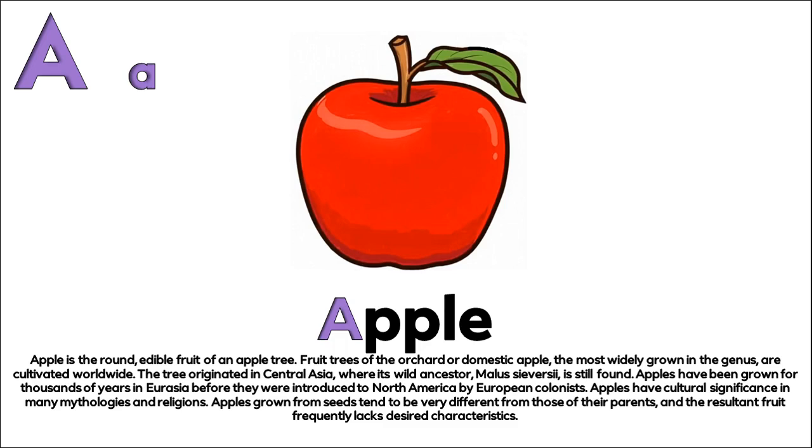A. Apple. Apple is the round, edible fruit of an apple tree. Fruit trees of the orchard or domestic apple, the most widely grown in the genus, are cultivated worldwide. The tree originated in Central Asia, where its wild ancestor, Malus sieversii, is still found.